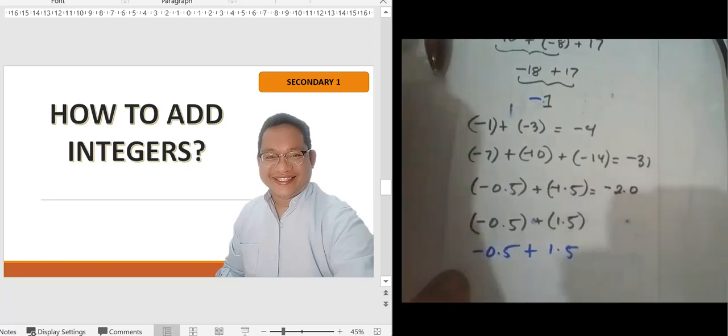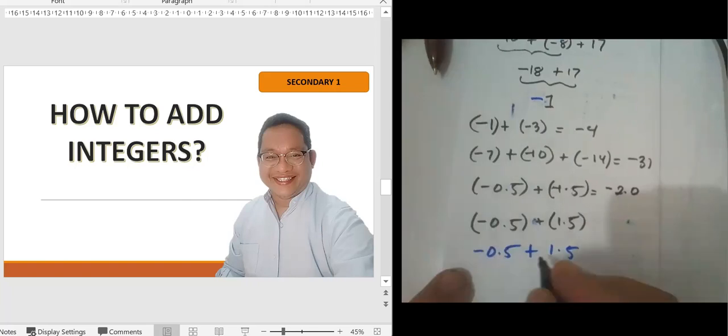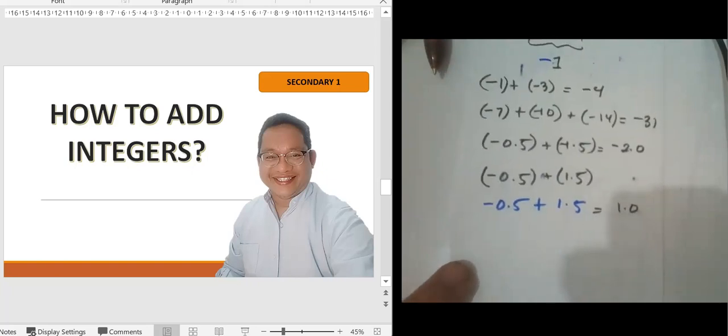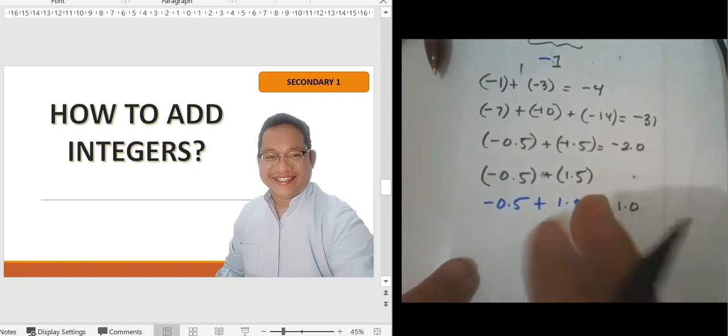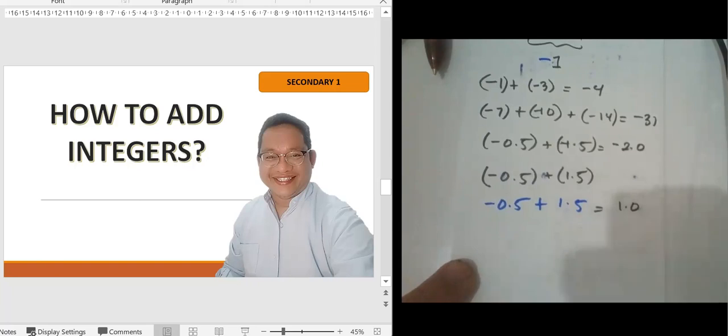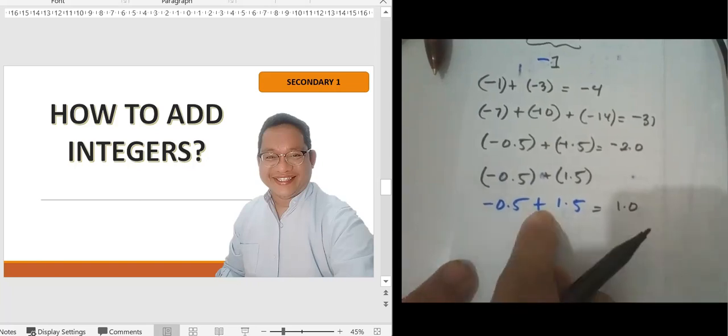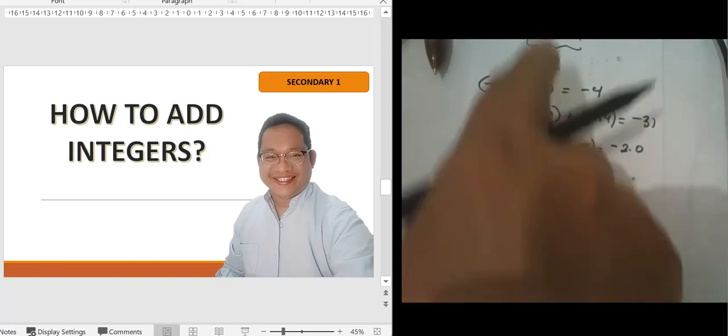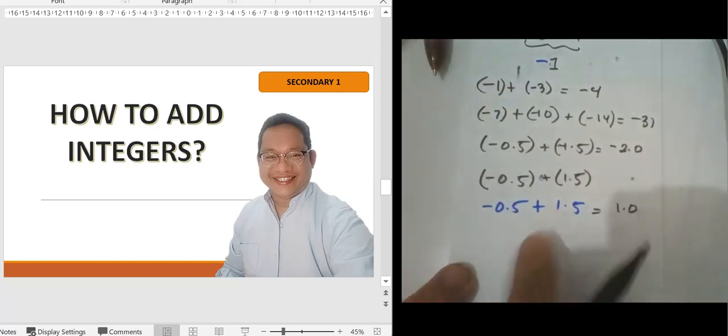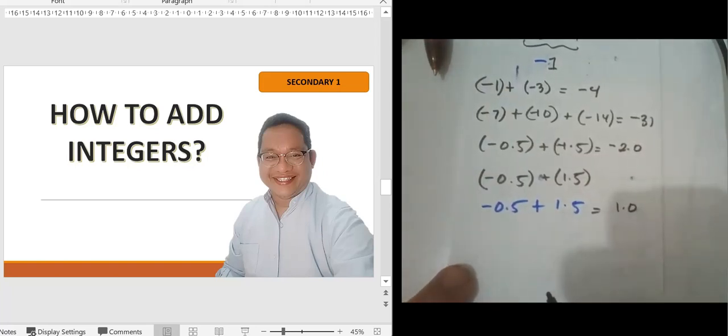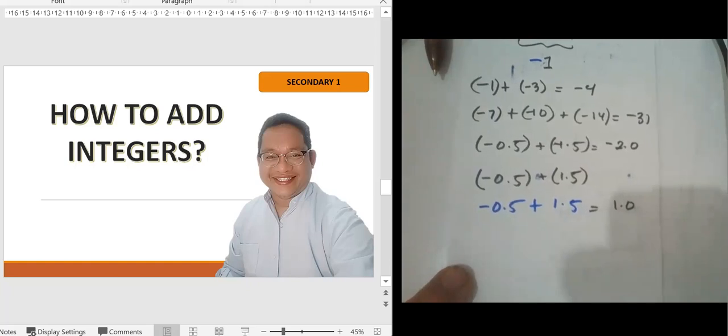So you have your negative 0.5 plus 1.5, they have different signs. So that is 1.0 when you subtract them, and this is going to be positive. I will not write the positive sign. So what am I trying to say? This is applicable to signed numbers, not only with respect to integers, but also with decimals and even to fractions, but I will go to the fractions later on.